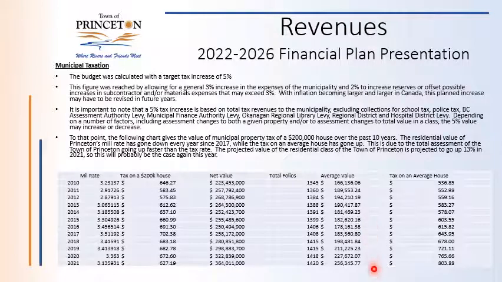However, the average value has increased substantially since 2017, so the actual value of that home has still increased from 2010 to 2021. So you will notice that, the tax on the average house, $803. Yes, the tax bill may have been significantly higher than that, but that is because of the increases in value.